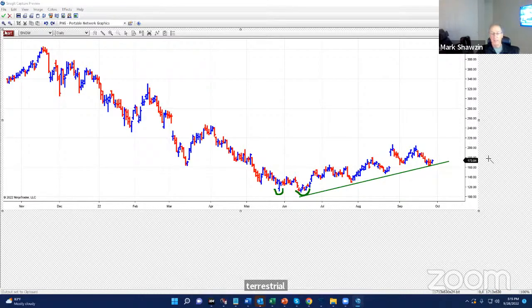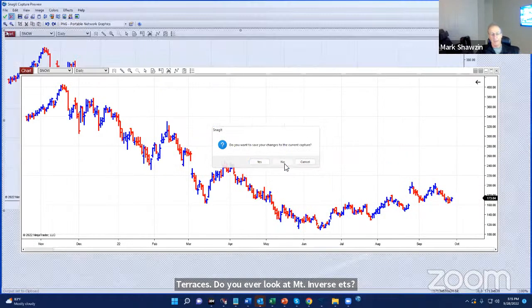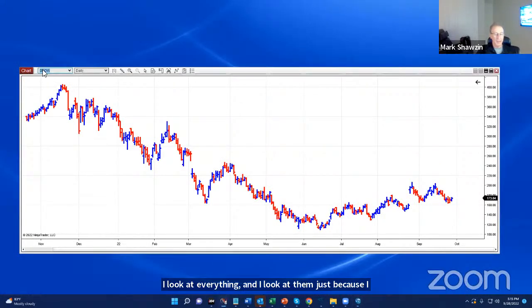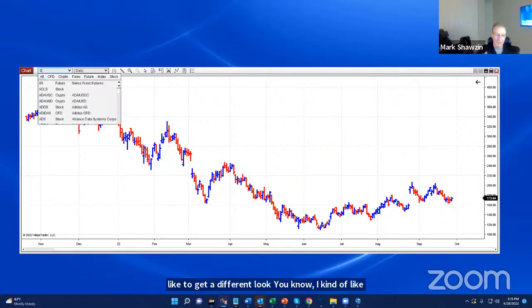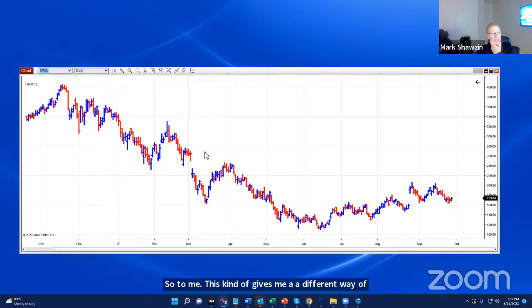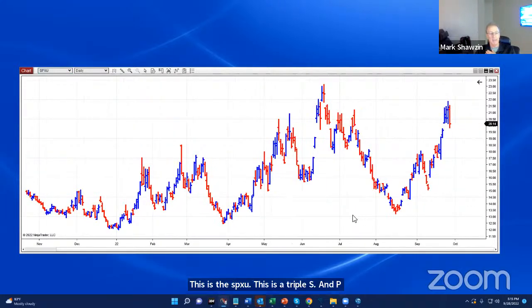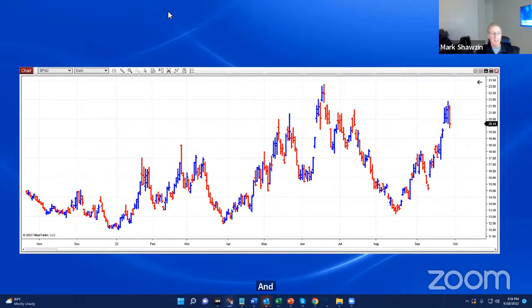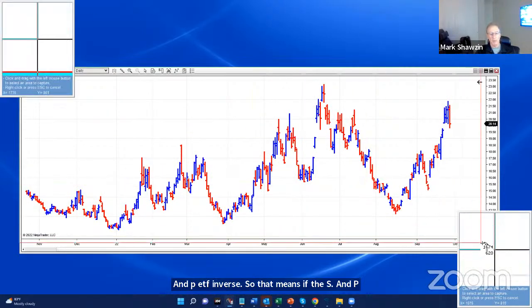Terrence says, do you ever look at inverse ETFs? I look at everything. And I look at them just because I like to get a different look. It's like looking at something upside down. Sometimes the demons come in and you question what you're looking at. So to me, this gives me a different way of looking at it. Although you have to understand that these are, so this is the SPXU. This is a triple S&P ETF inverse. So that means if the S&P goes down 1%, this thing will go up 3%.